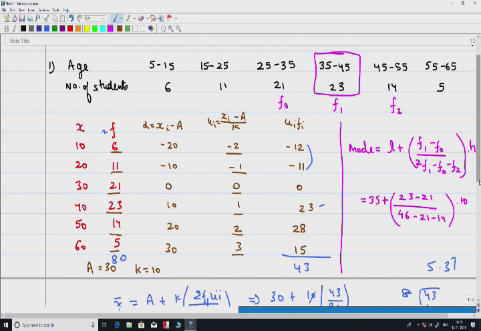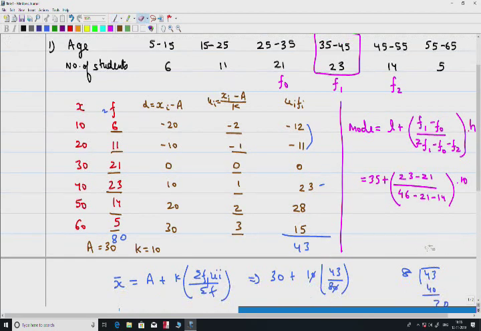So we can simply simplify this expression and we will get the answer for the mode. 23 minus 21 is 2, and 21 and 14 will become 35. So 46 minus 35, that would be 11. So it is 20 over 11, which is 1.8. Sorry, so 36.8 is the mode.